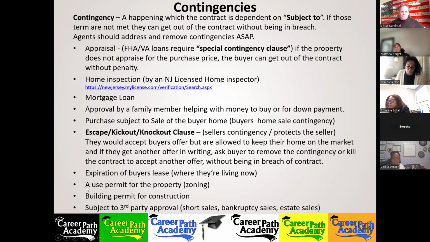Or subject to getting a permit for the property for a particular use, or for construction, or subject to third-party approval, like a bank approval, if it's a short sale, bankruptcy sale, or estate sale.